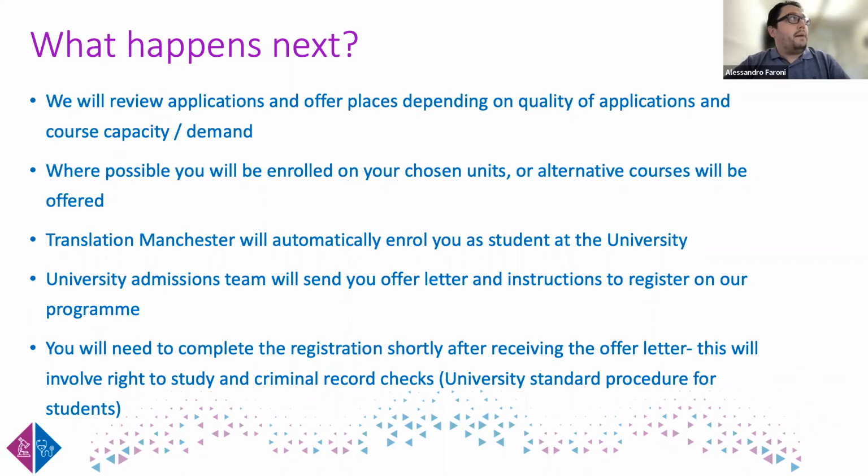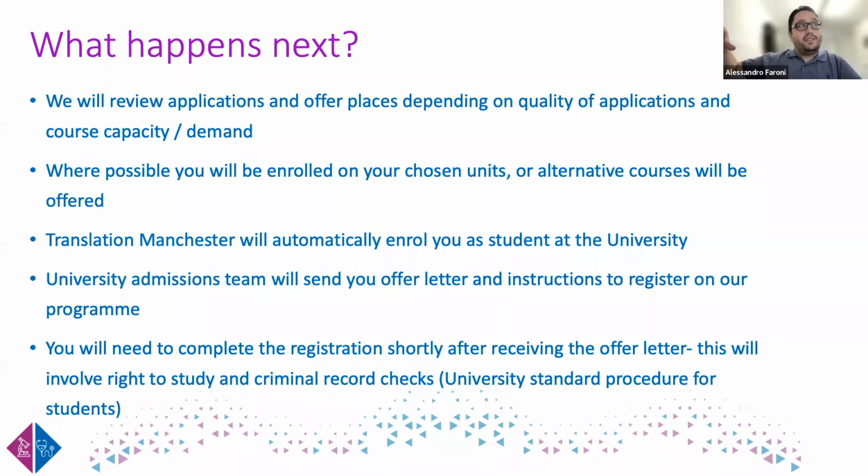And so what happens after you submit the application form is that we will review all applications and try to offer places depending, obviously, on the quality of the application. We'll tell you a little bit more about that later, and the course capacity, which is the main rate limiting step in this. So when possible, you will be enrolled in the units that you choose, or we will try to offer alternative courses that are similar, and we will be in touch with you about that if that is the case. We will automatically enroll you as students.